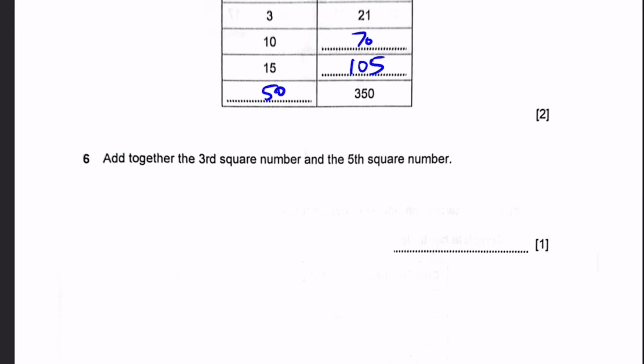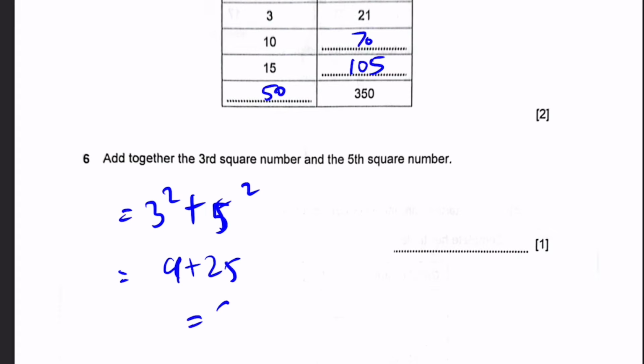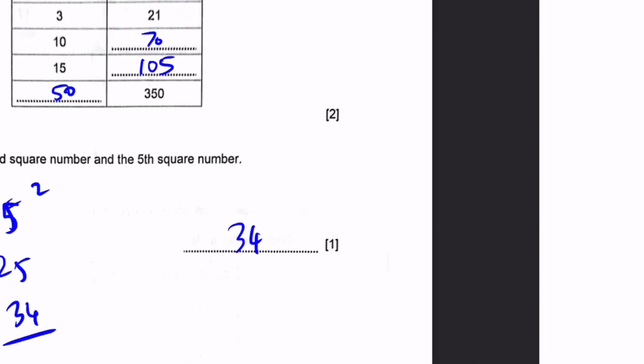Question 6. Add together the third square number and the fifth square number. That will be equal to 3 squared plus 5 squared, right? And that will be 9 plus 25, which is equal to 34. That's the answer. Let's go to question 7.